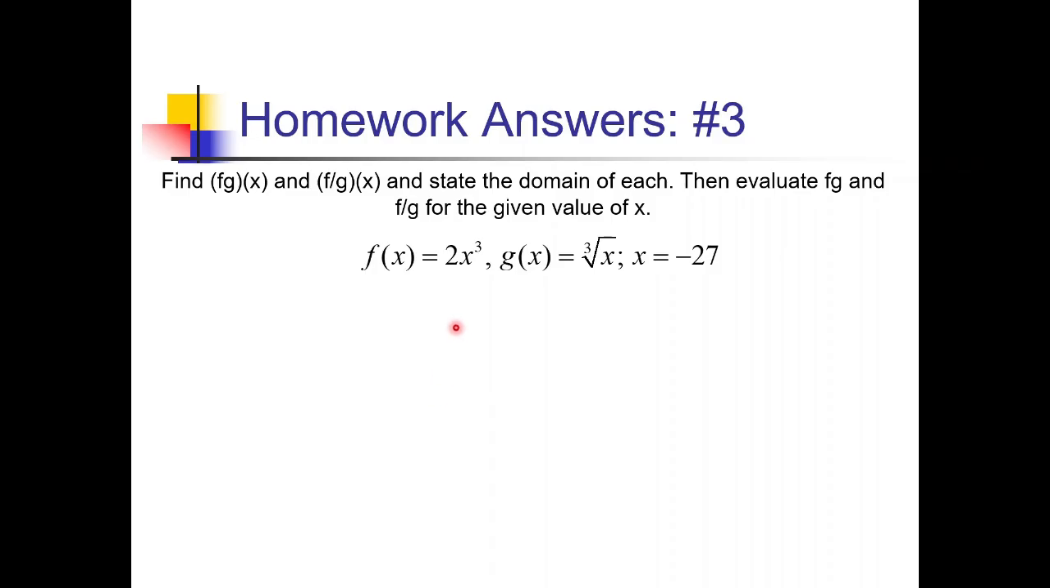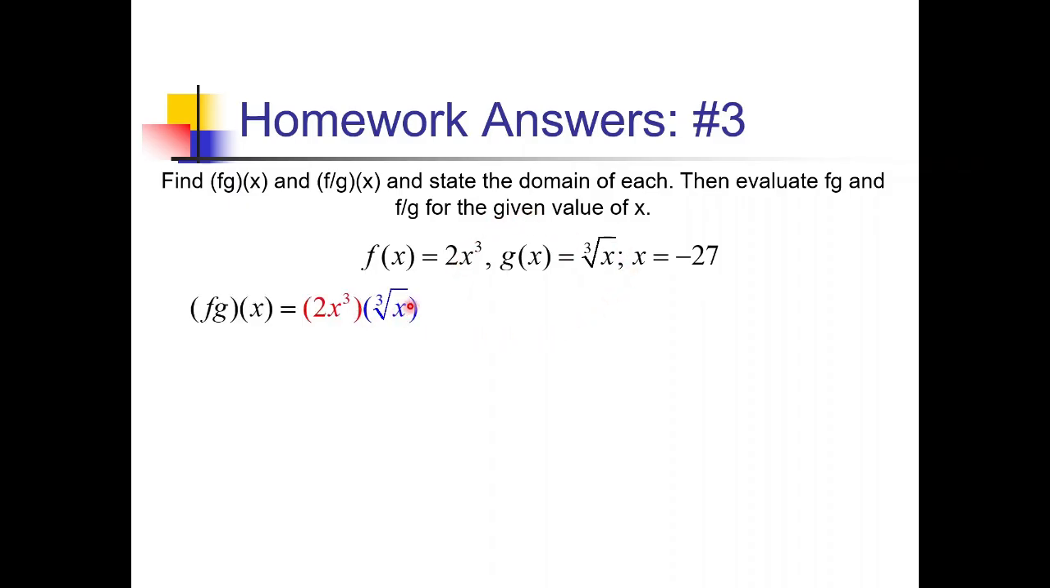For this one, we are trying to figure out f times g of x and then f divided by g of x for the f and g functions listed here. We're going to find domains, and then we're going to plug negative 27 into those. Let's do f times g first. So that's just 2x cubed times cube root of x.